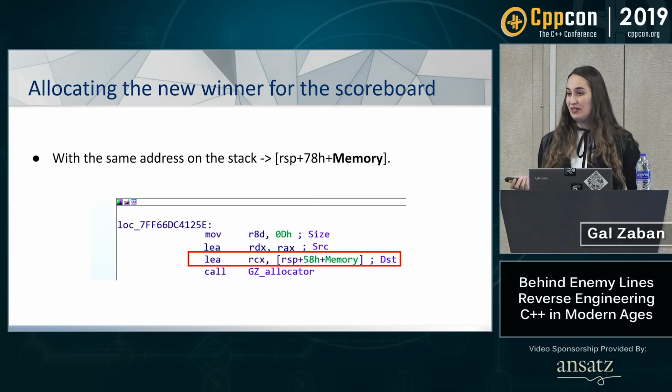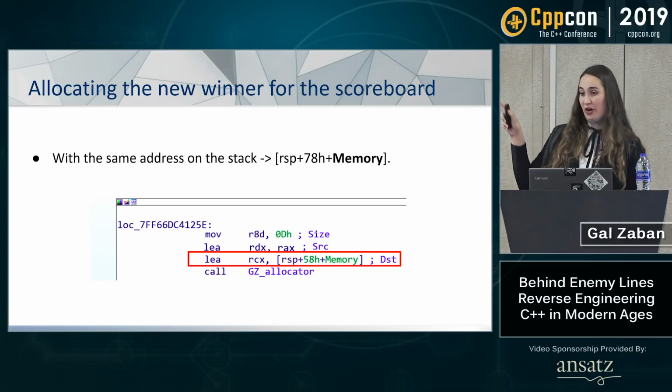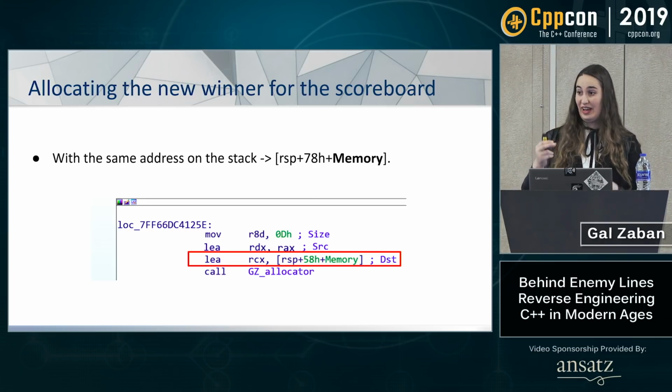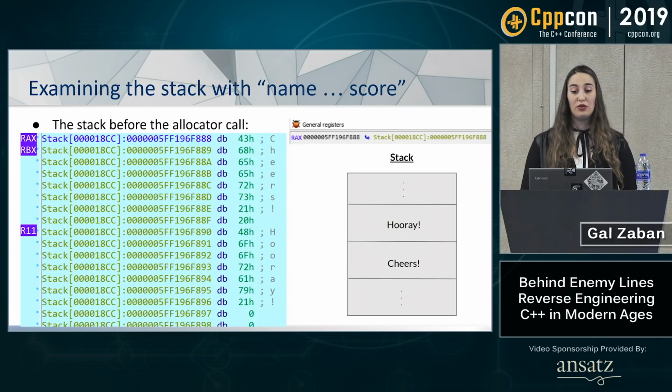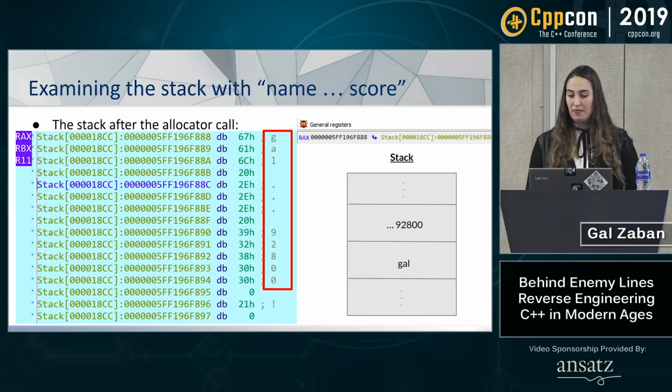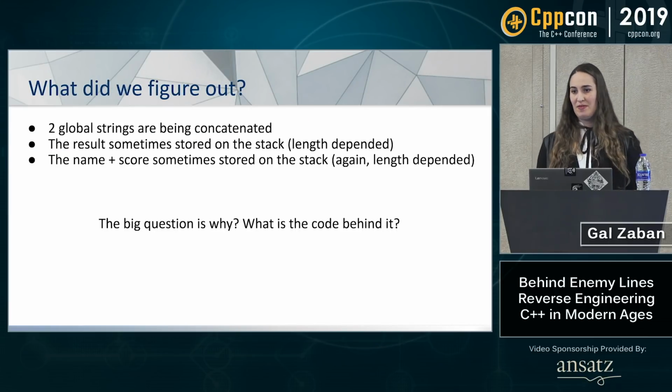What happened is that the address from the allocator is the same address on the stack that cheers and hooray had. I don't know if you remember, but this memory, and this value specifically, was the same address that was used for the cheers and hooray strings on the stack. If you want to examine the stack before and after the call, before you have the cheers and hooray. You can see the stack again, and afterwards you have the name and my score on the stack in the same places. Okay, so this is weird, but now we have more understanding of why and what happened there.